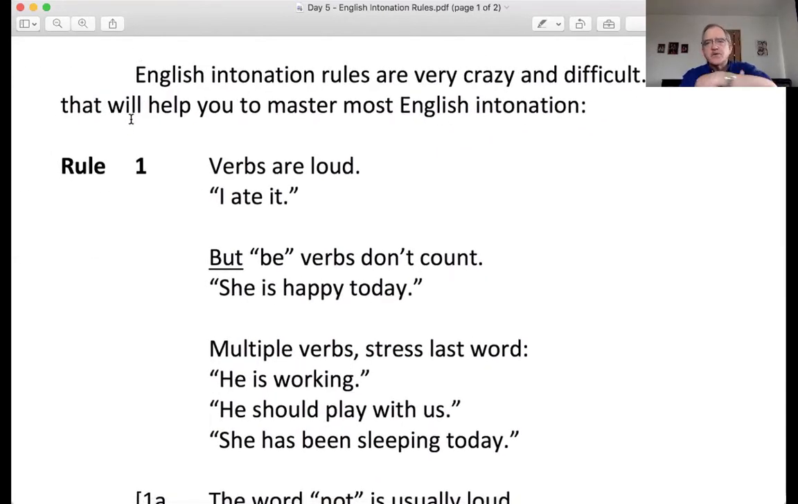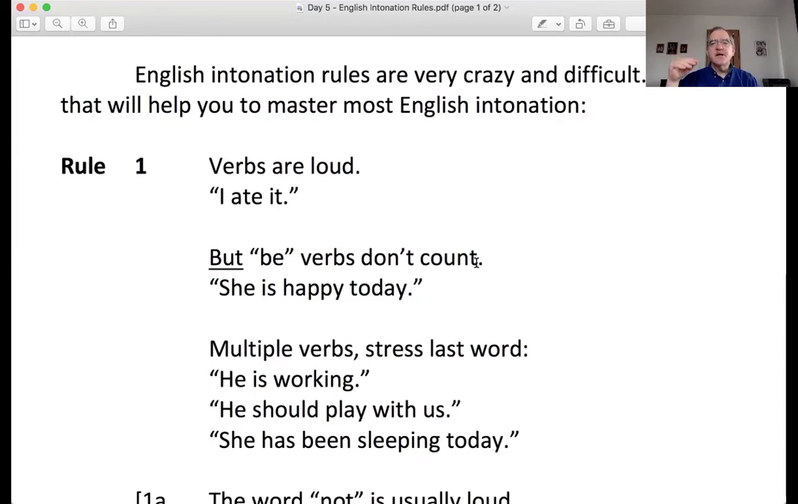All right, here are the rules. There are just four rules. If you'll learn these four rules, you'll remember a lot, you'll do well, and you're gonna pick up some important points, some points that are gonna surprise you here, okay? Rule one, verbs are loud. I ate it. Notice that ate is loud. I ate it. But be verbs don't count. That means be verbs are not loud. She is happy today. Now notice that my voice kind of goes down.